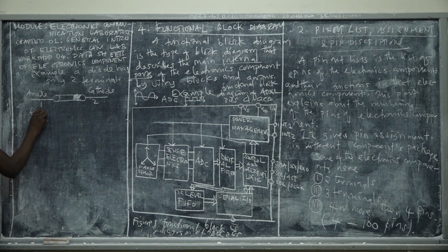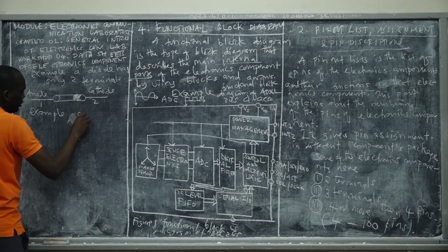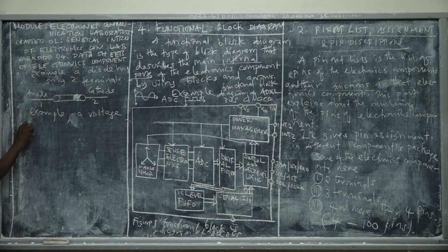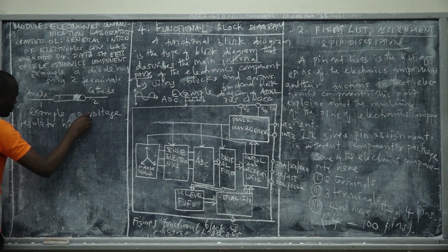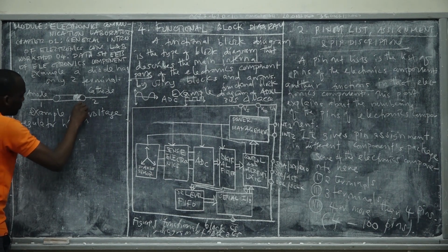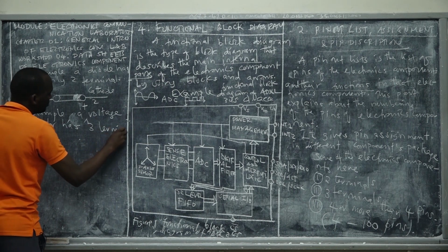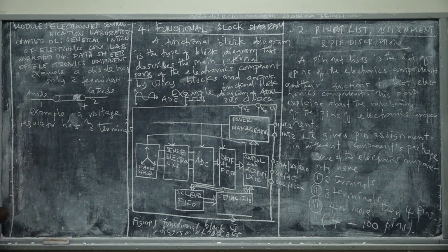Then, as another example, a positive voltage regulator has 3 terminals. So those terminals we will find.